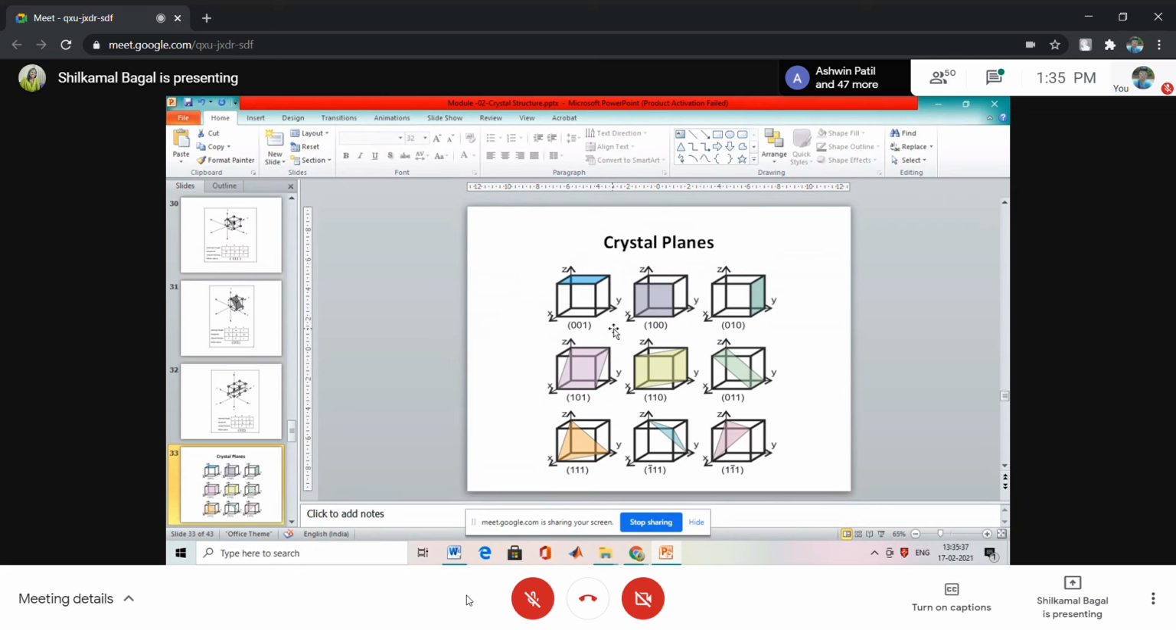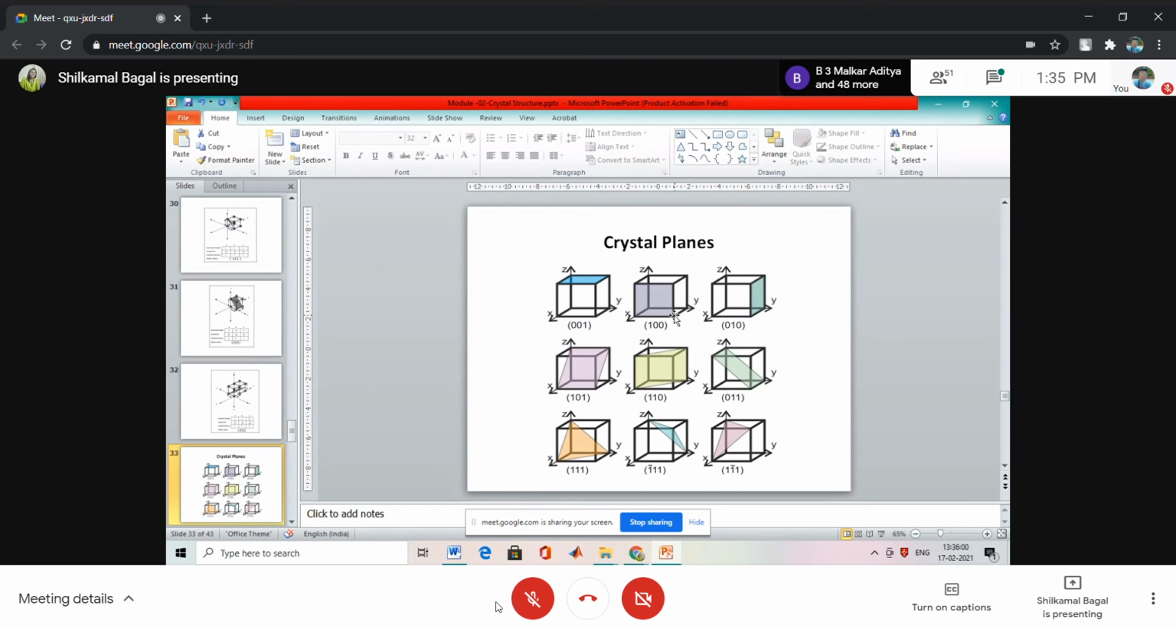Reciprocal of infinity is 0, reciprocal of infinity is 0, and reciprocal of 1 is 1. And so the indices of this plane are 0 0 1. Now similarly, if we see the front face of the unit cell, it cuts only the x axis at 1 unit, and so the only x intercept is 1.